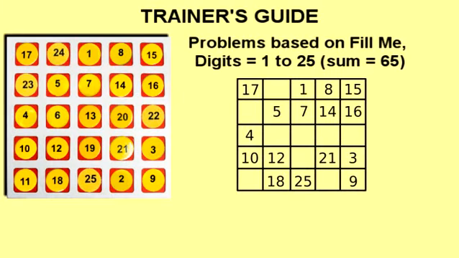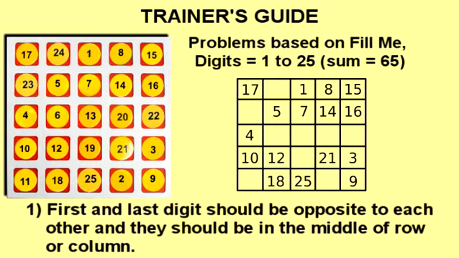Now we will move to 5 by 5 grid. This is the 5 by 5 grid question solved by the student or the kid. Here for this question, digits are from 1 to 25 and sum is 65. Well, there are 4 conditions for 5 by 5 grid.